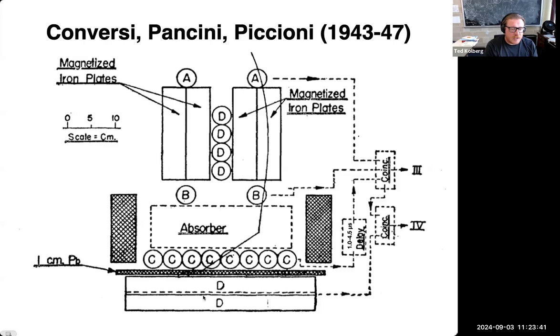And then there are these veto counters at D here and D here, which are basically there to screen out any showers, right? If a shower initiates at the top of this whole thing, it could fire all these different things at once, but that's not what we want. We want only the events where a single particle comes in, fires A and B, but not D and not D here, and then comes to rest in the absorber and upon decay fires C.